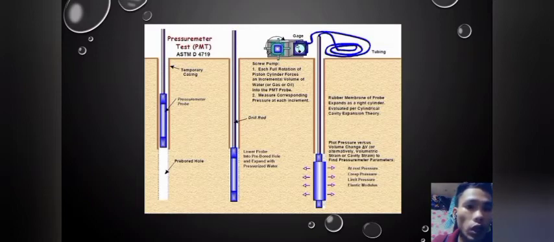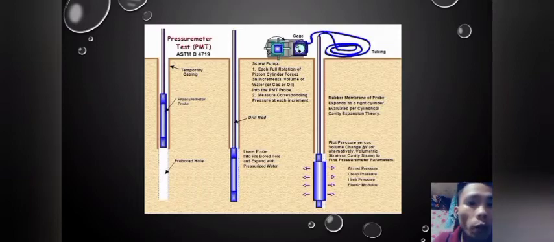So temporary casing, pressure meter probe, and pre-bore hole. So it goes into the borehole, then drill rod lowers the probe into the pre-bore hole and expands with pressurized water. So for it to expand, pressurized water is used. So equipment is also used.